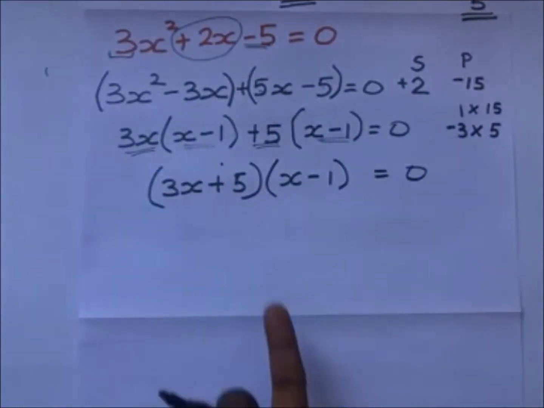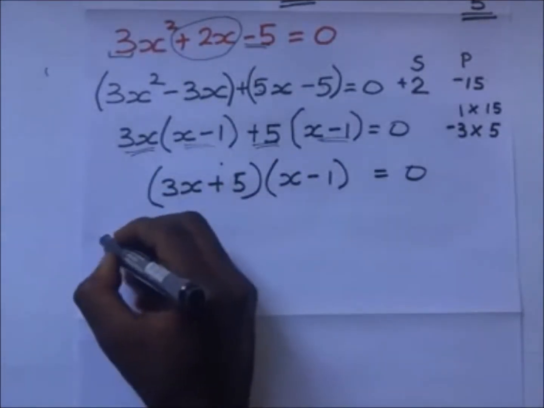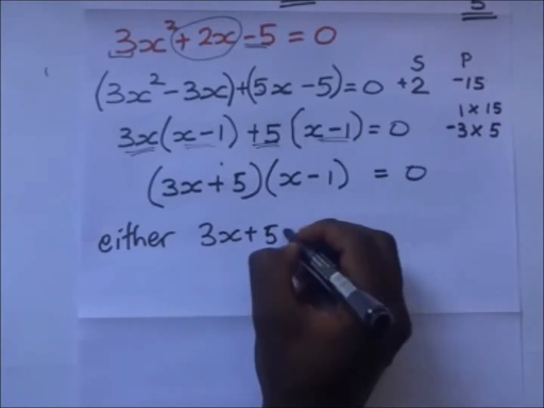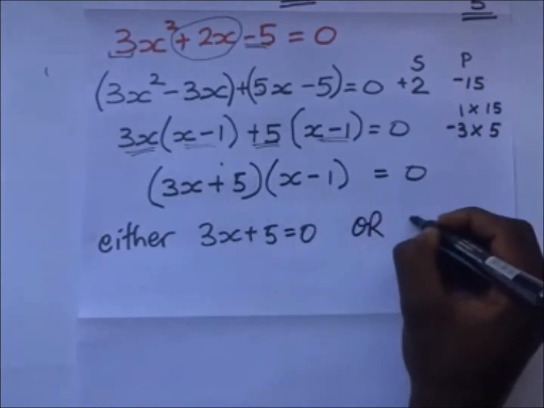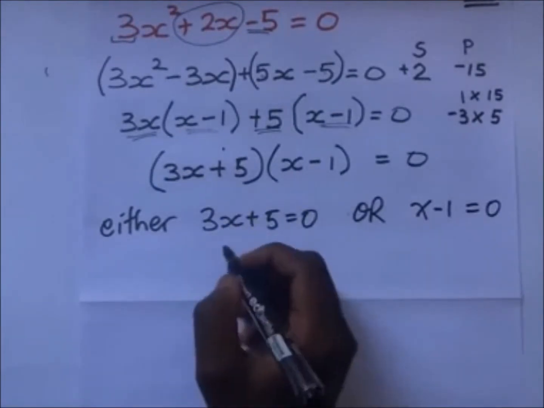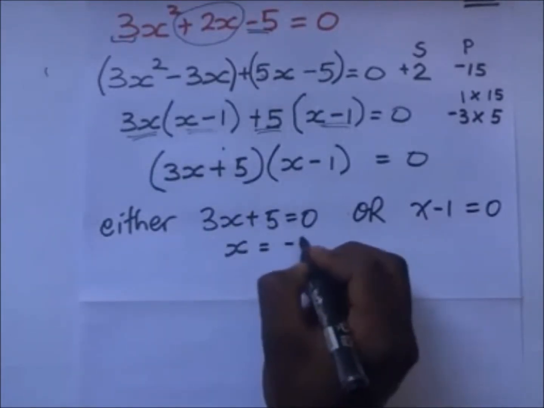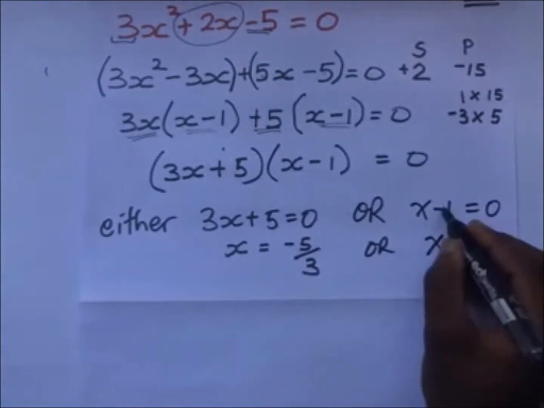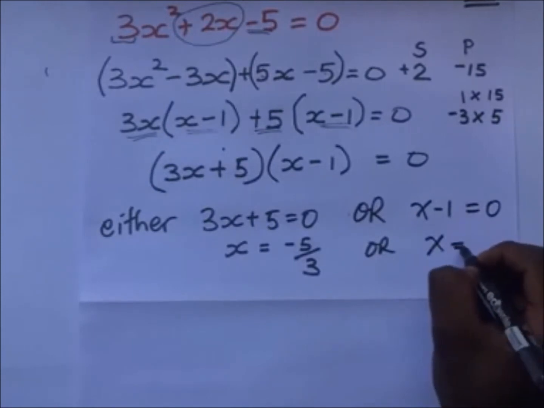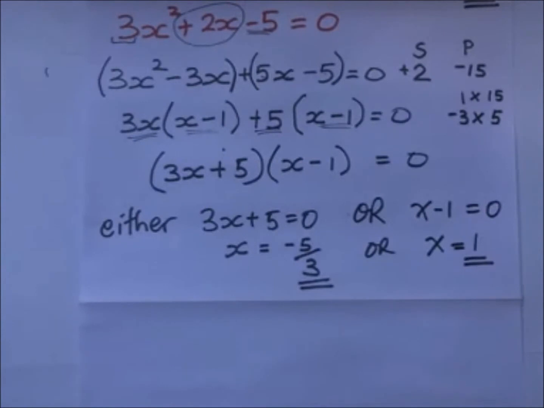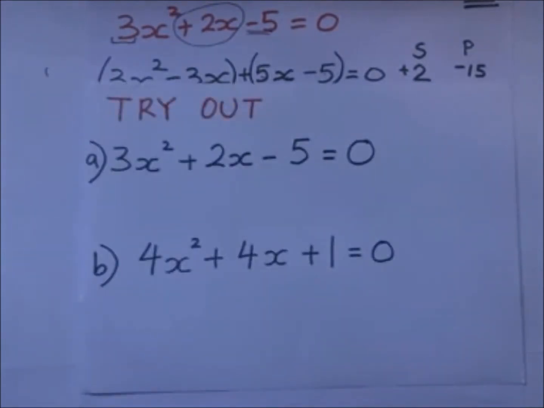So after factorization, we go ahead and find the value of x. From this point, it is either 3x plus 5 is equal to 0 or x minus 1 is equal to 0. When we make x the subject of the formula, our value of x is negative 5 over 3, and here our value of x is equal to 1. So the two values of x for that expression are negative 5 over 3 and 1. This brings us to the end of this video.